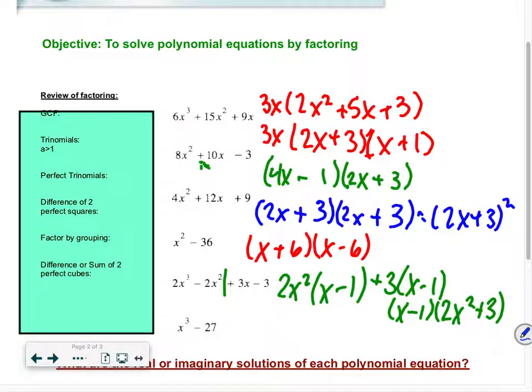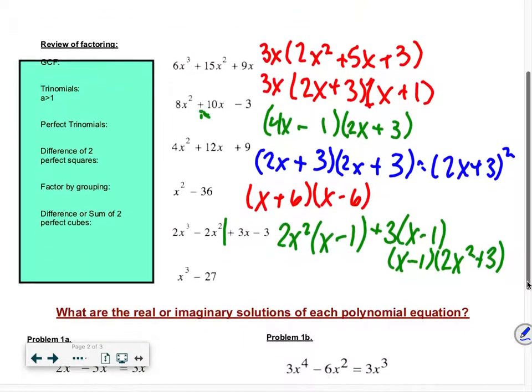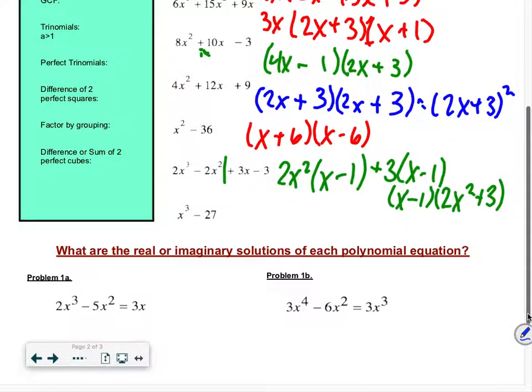Okay, x cubed minus 27. Use our difference of cubes. We are subtracting. My a is x. My b, what number cubed is 27? 3. When we subtract, so a cubed minus b cubed, we have the equation: x minus 3, x squared plus 3x plus 9.